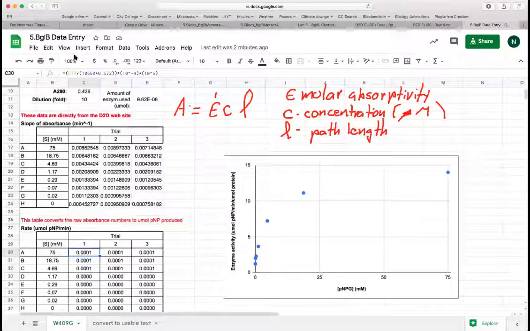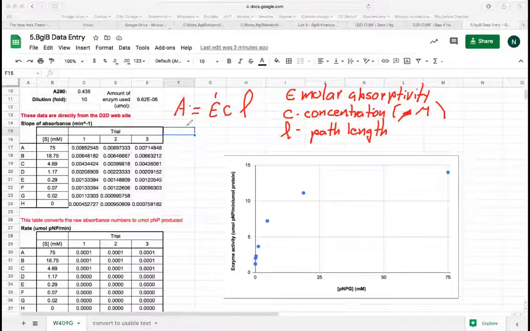C17 is the raw data. So this cell corresponds to this cell. This is C17 right there, right? So I'm going to start with that raw number, and then this is the molar extinction coefficient. If I want to solve that for concentration, all right.